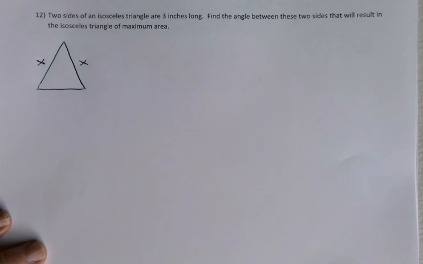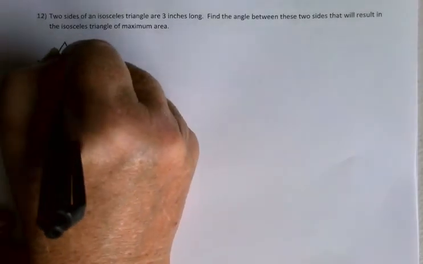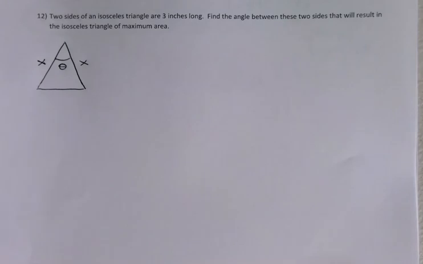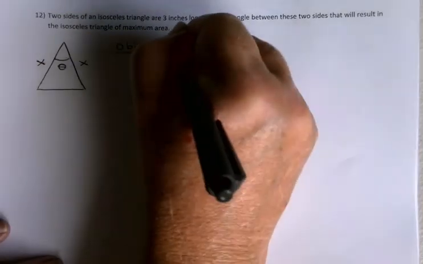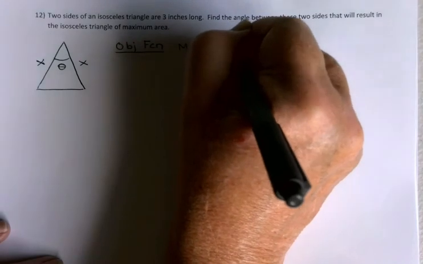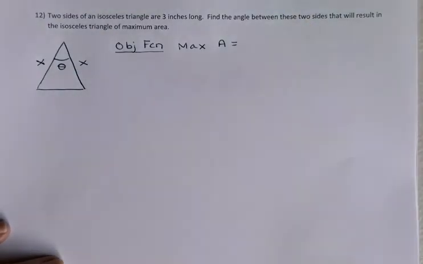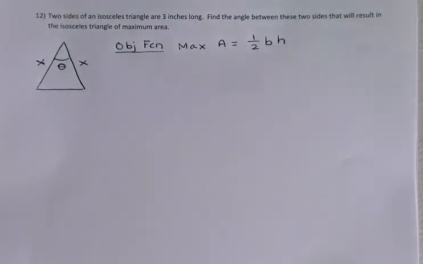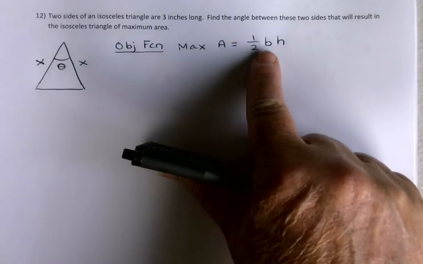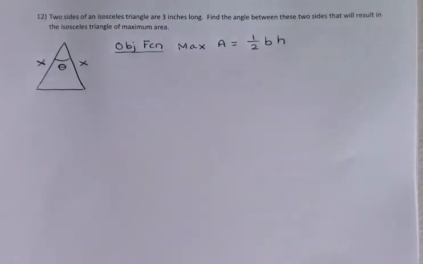And I want to find the angle between the sides, theta, that's going to give me the maximum area. So my objective function, I want the maximum area. The area of a triangle in general is 1/2 the base times the height. I'm going to have to do a little bit of work to get there, but that's what I'm heading for. So again, I'm probably going to need two constraints. I'm going to probably have to substitute for both base and height to get my variables in here. Well, let's see what we can do.